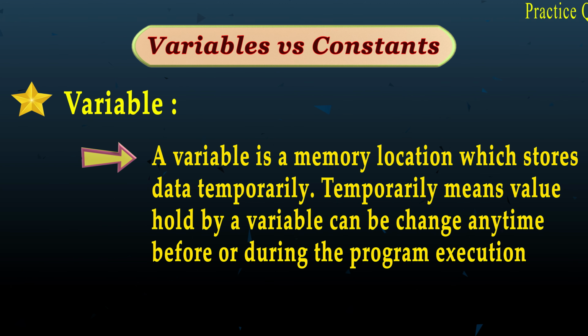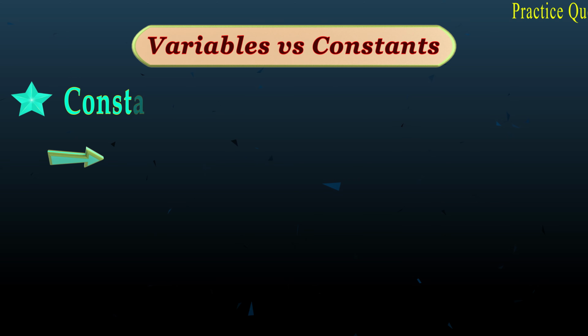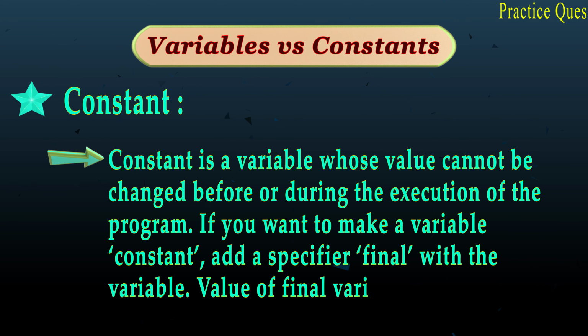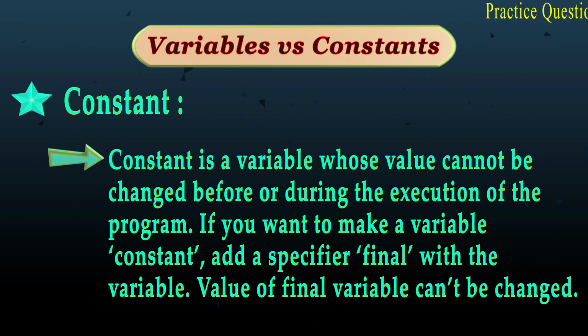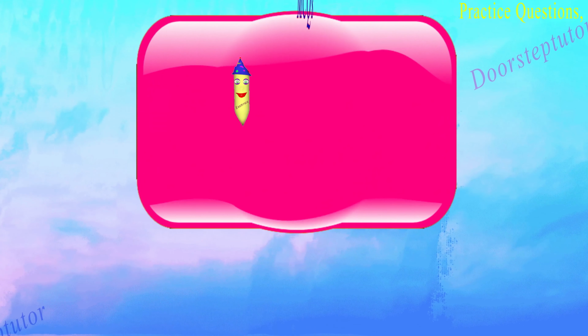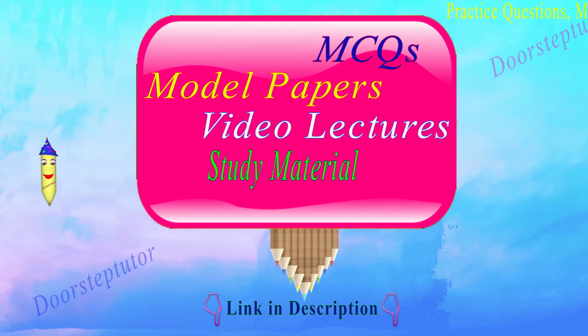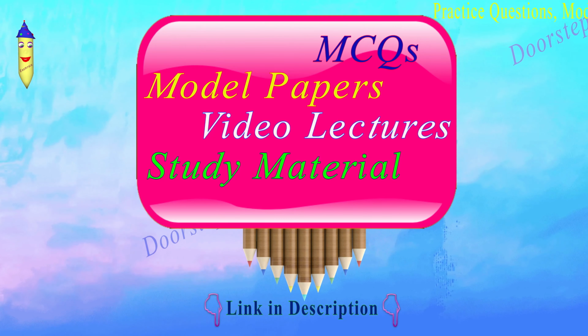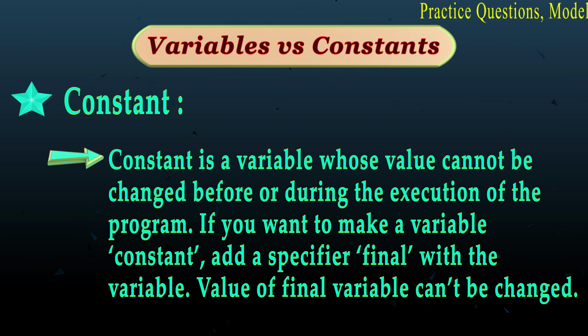Next we have constant. A constant is a variable whose value cannot be changed. It means that the value will remain the same if we use a constant. For this we use final as a keyword before the variable or identifier.